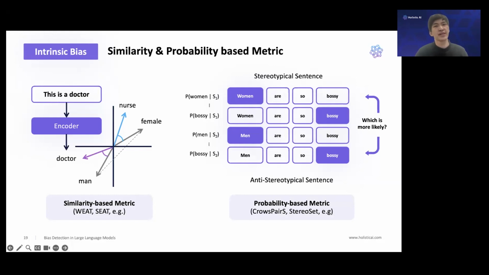And the next is probability-based metrics, which assess the likelihood that the model generates, predicts, or completes sentences in ways that reinforce stereotypes. For example, we can prompt the model with stereotypical and anti-stereotypical phrases, such as "women are so bossy" versus "men are so bossy," and evaluate which completion is more probable according to the model. We can detect bias rooted in societal stereotypes. For example, we could use CrowS-Pairs and StereoSet, which are benchmarks designed for this purpose. They help test whether the model favors stereotypical language in its output based on the pseudo-log-likelihood, making it possible to identify embedded bias in the model's generative tendencies.